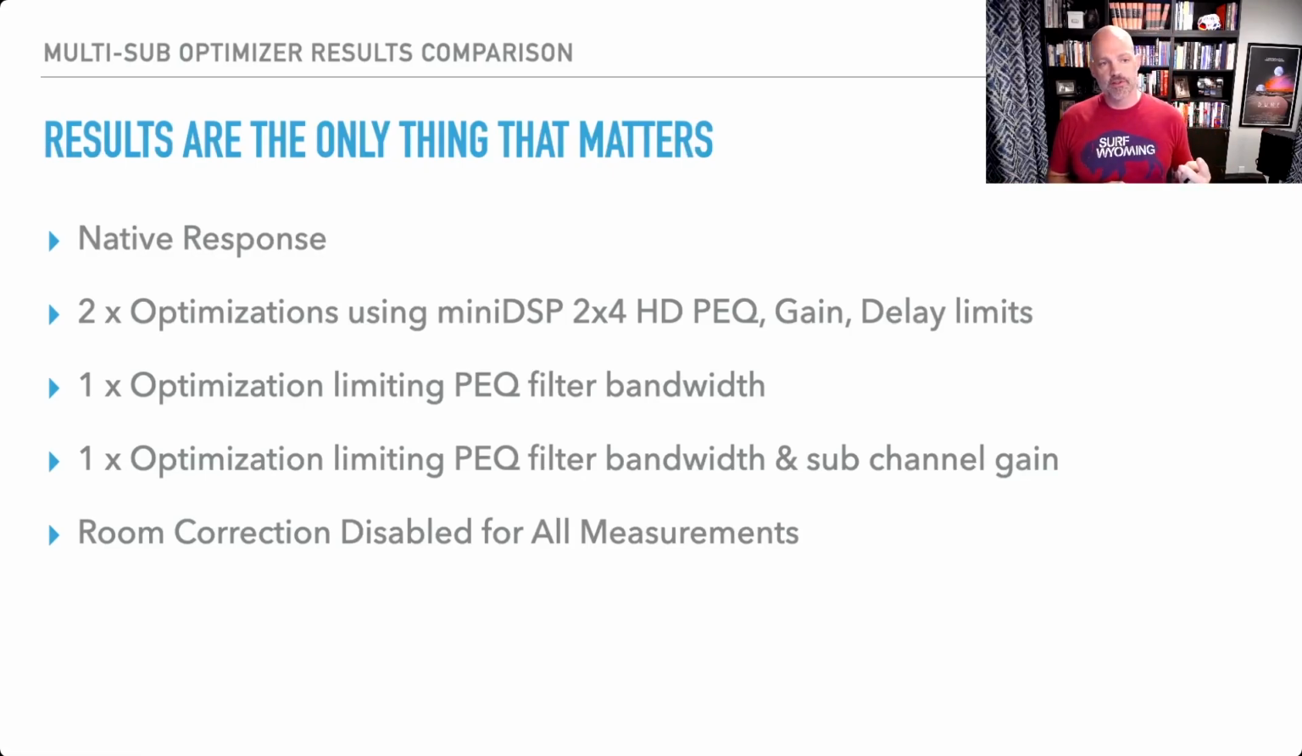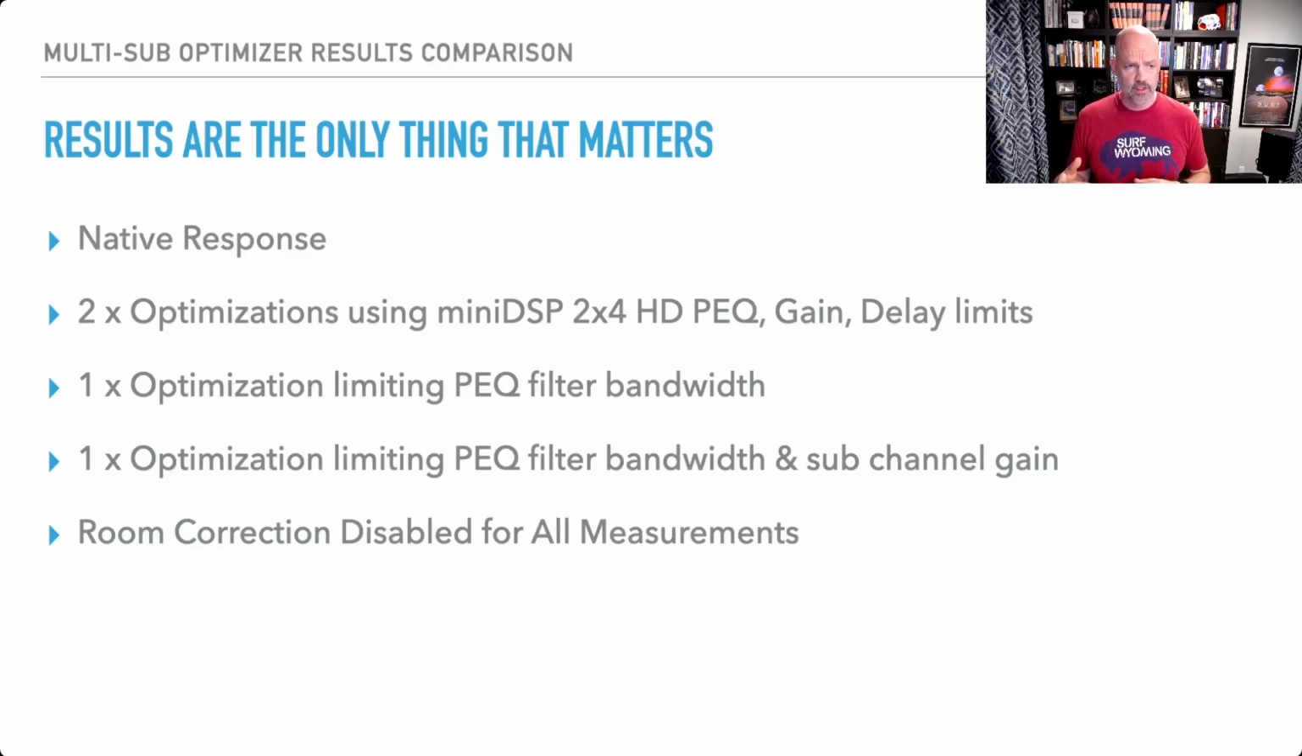I've got 2 options where it's an MSO optimization, but these use the PEQ gain and delay limits that are allowable in the miniDSP 2x4 HD. As an example, the gain limits I think are plus or minus 16 dB on the 2x4 HD, a ridiculous 80 milliseconds delay. The maximum Q goes from 1 to 20, so it allows hyper narrow filters. And I think those are the big limits that we care about.